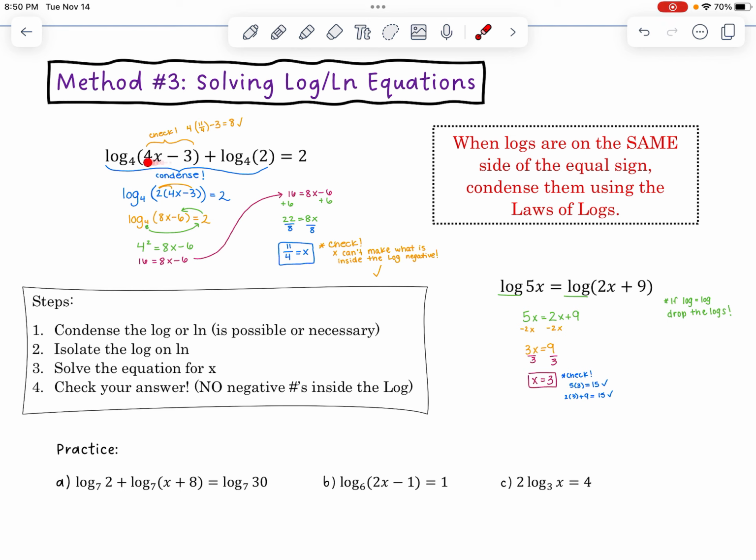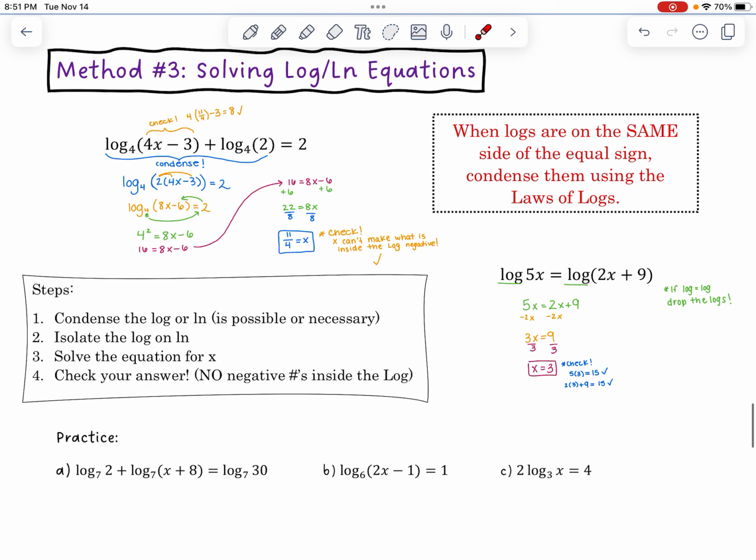You just look inside of any logs where there's an x. So here there's just a 2. We don't care about that one. We just look at the 4x minus 3. And I make sure that when I plug my solution in, the part that's inside the log is a positive value. So this is positive 8. That's all I need to know, that it's positive. So there's a good answer.